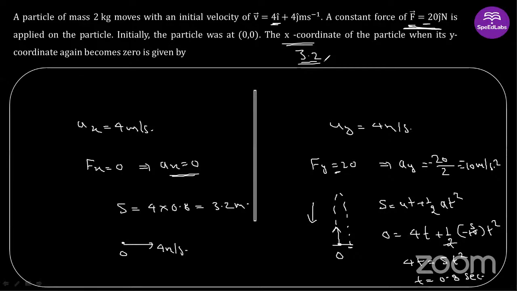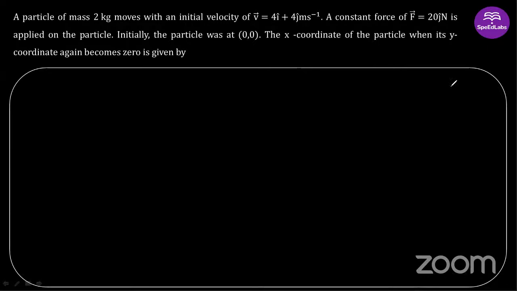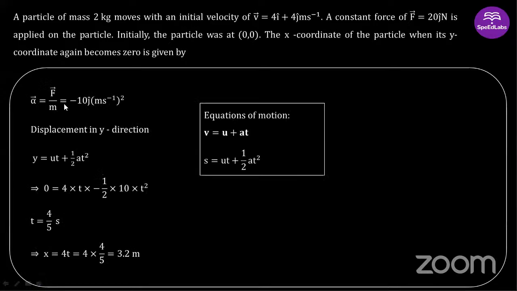Is it clear to everyone? One second, let's check the answer. Yeah, acceleration is minus 10 j because the force given is wrong. Force should be minus 20.